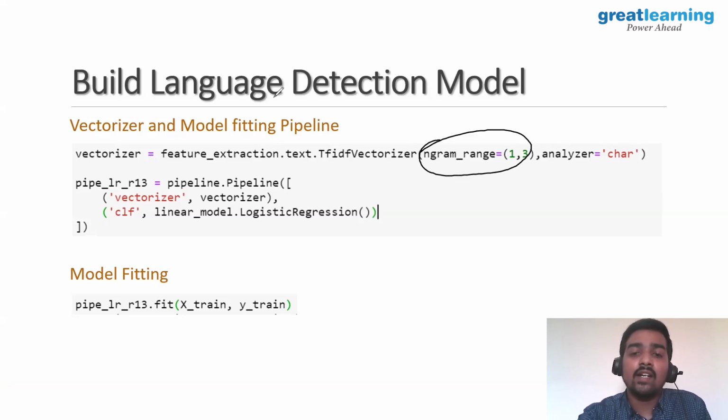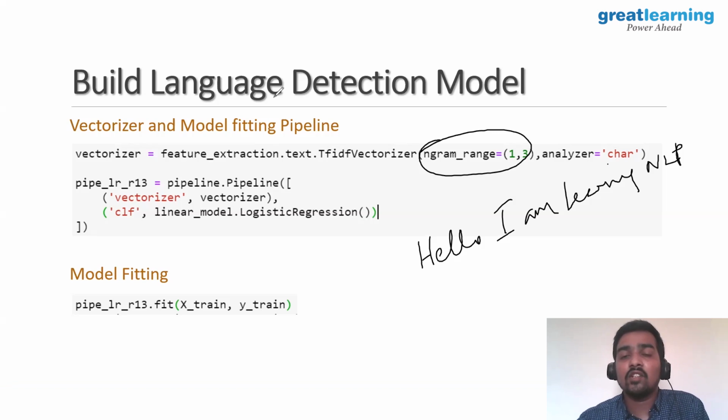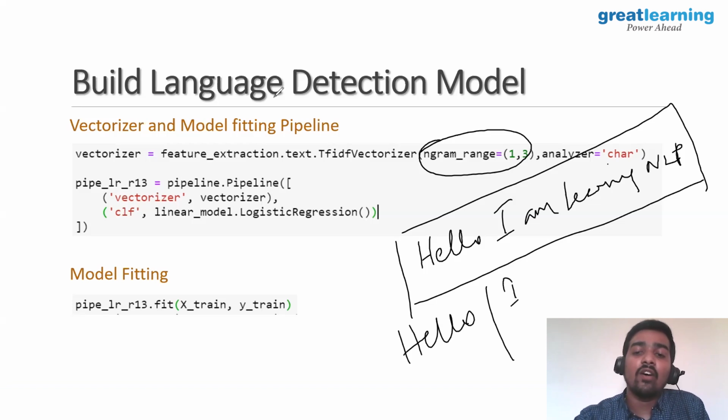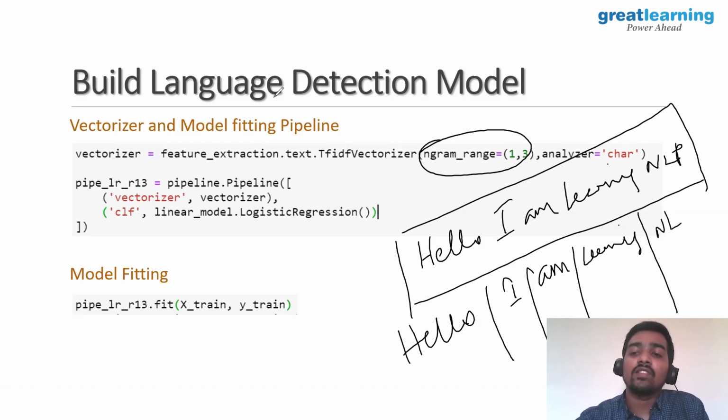Let's say you have a sentence, hello, I am learning NLP, right? Let me explain in a very simple form so that you can relate to it. If you want to tokenize this sentence, I can tokenize using 1-grams, where hello is one feature, I is one feature, am is one feature, learning is one feature, and NLP is one feature. I can do it this way.